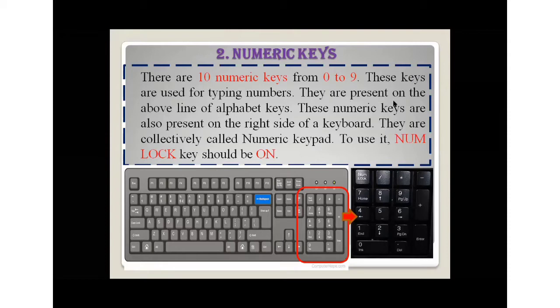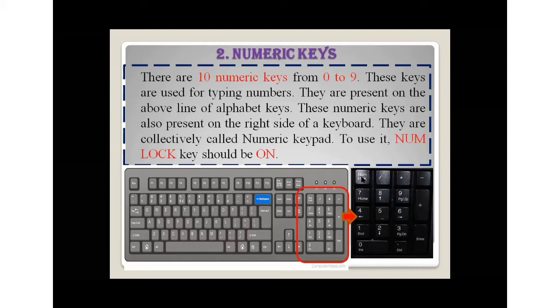They are present on the line above the alphabet keys. These numbering keys are also present on the right side of the keyboard. They are collectively called the numbering keypad. To use it, the Num Lock key should be on. You have to click this one to put it on. Then you can type. So this is about numbering keys.